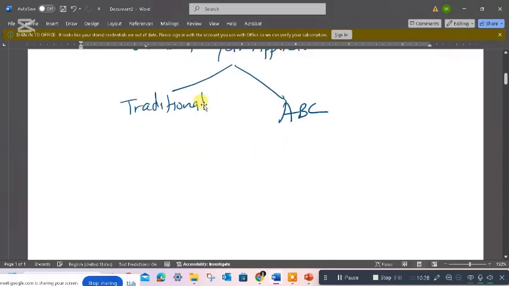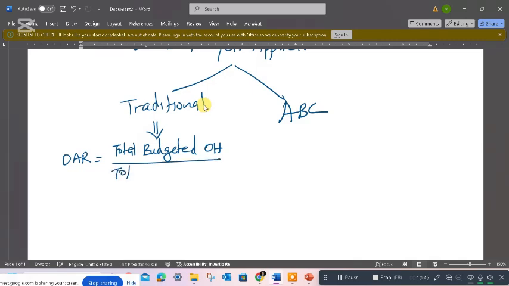In the traditional method, that's what we have studied so far, we have an overhead application rate. How do we find the overhead application rate? We take total budgeted overheads and divide that by total budgeted application basis or allocation basis. This basis is something connected to production. We call it a volume based measure.